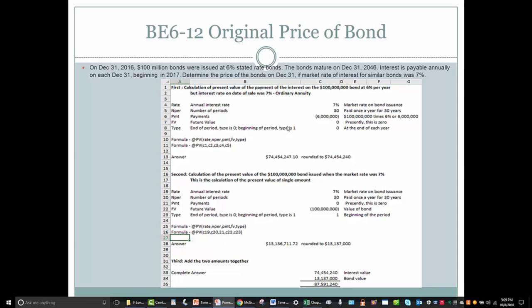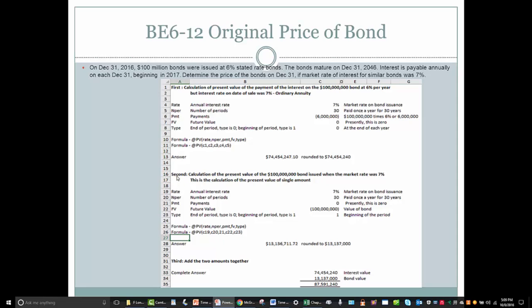Future value, presently this is 0, and our type, since we're talking about an ordinary annuity for the stream of payments, is 0. So present value, rate, number of periods, payment, future value, type. This is our answer.